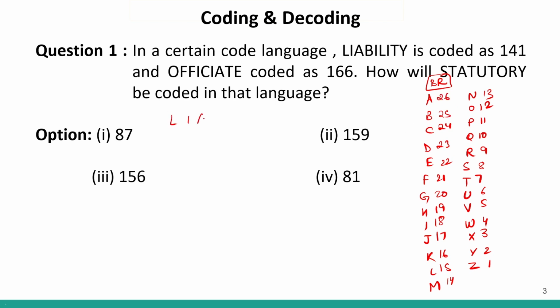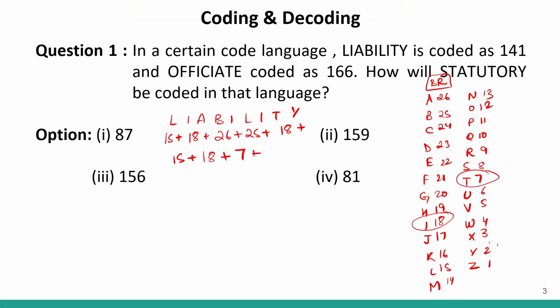So if I have to find the sum of the backward ranks for liability, for L the backward rank is how much? For L it is 15. So 15 plus, for I it is how much? For I it is 18. 18 plus A 26, B 25, again 18, again 15 plus I it is again 18. For T it is 7 and for Y it is 2. Correct? These are your backward ranks.